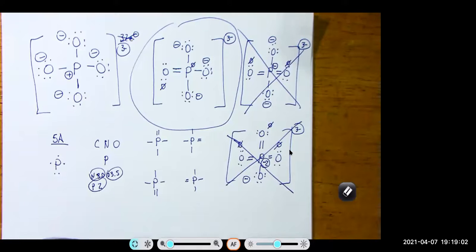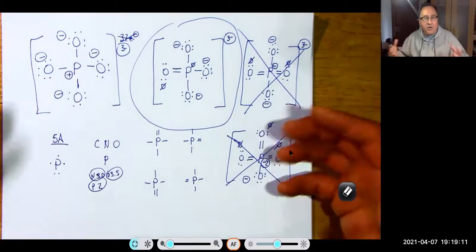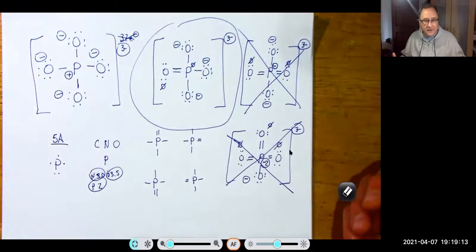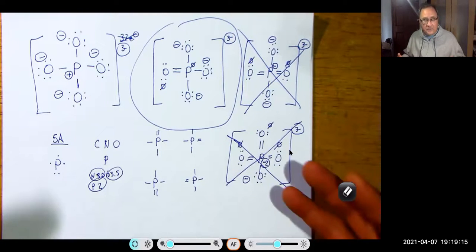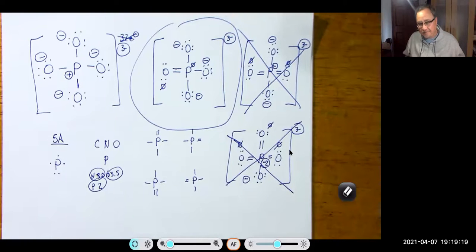The idea here is that the more stable resonance structure is the one where there isn't a lot of charge buildup all over the place. So how do you know there's not a lot of charge buildup? Well, because you have 0 formal charges. That's how you do it.